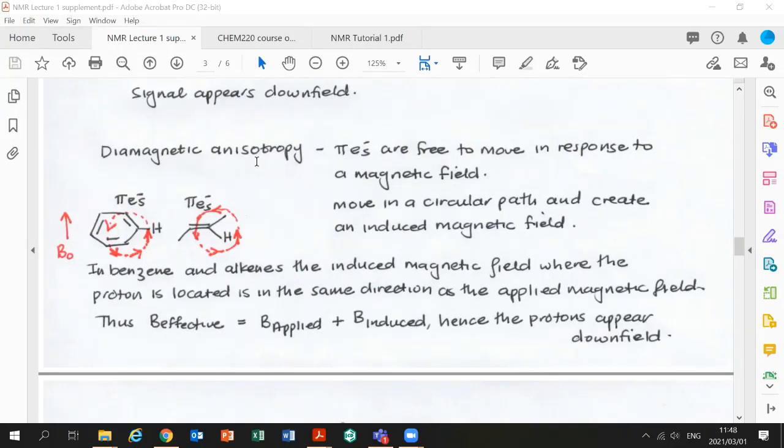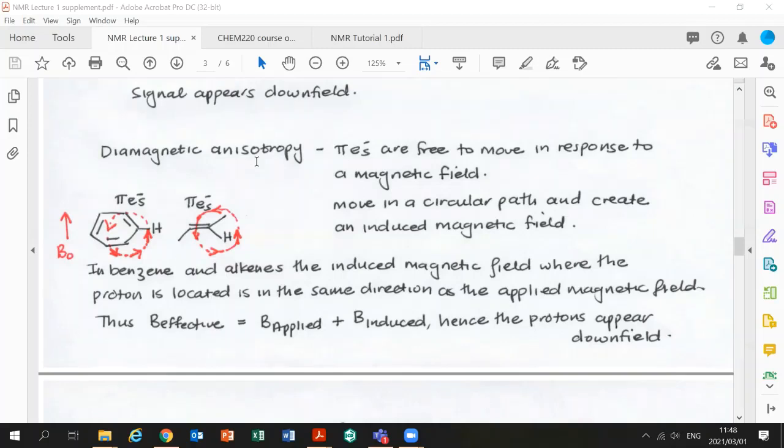Now, what is diamagnetic anisotropy? Let's attempt to explain this. This has to do with electrons again, but now these electrons are free to move in response to a magnetic field. And you know that your sigma electrons don't generally move, they're not free to move. Sigma electrons are responsible for the bond between two atoms. We have some other electrons called pi electrons that you'll see in a double bond, where you have 2 sigma and 2 pi, or in benzene, where you have 6 pi electrons in a ring.